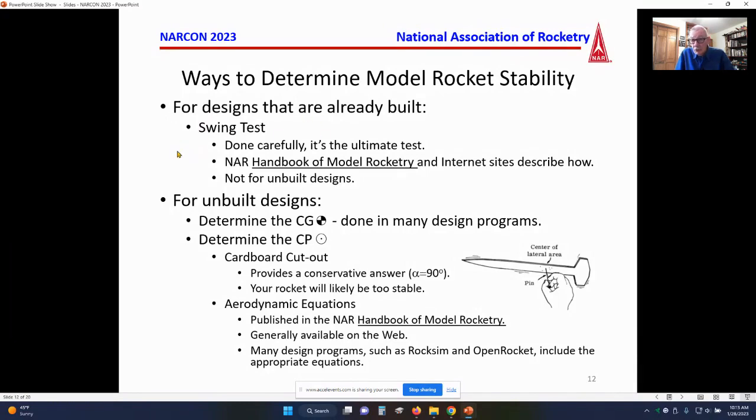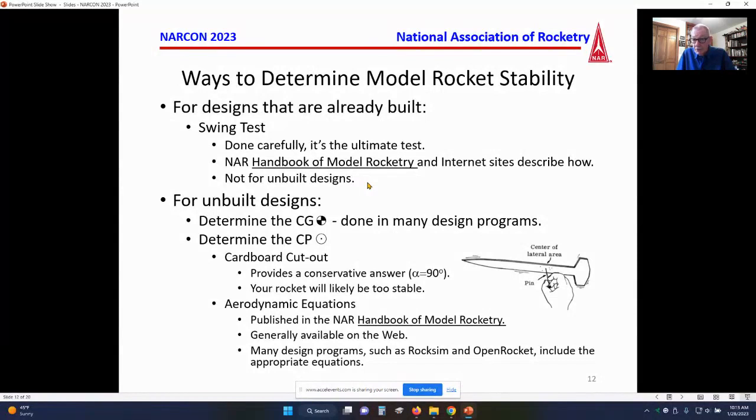Of course, this works great for rockets that you've already built. And if you've built one and haven't checked the center of gravity, it's a good way to check, just in case, and make sure that it is stable. But on the other hand, if you're trying to design a new rocket, you can't do anything to test it until you've actually got it designed and built.